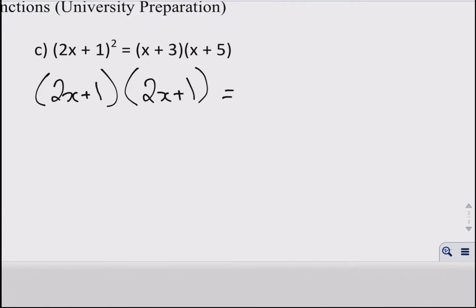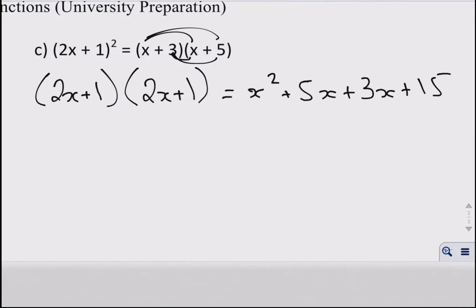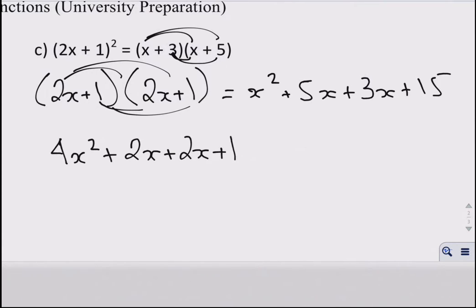And on the right hand side, I'm just going to multiply out all these values. Again, the line represents a multiplication. So I get x squared plus 5x plus 3x plus 15. And the same thing goes on over here. So I have 4x squared plus 2x plus 2x plus 1 equals, and I'll simplify my right hand side, 8x plus 15.